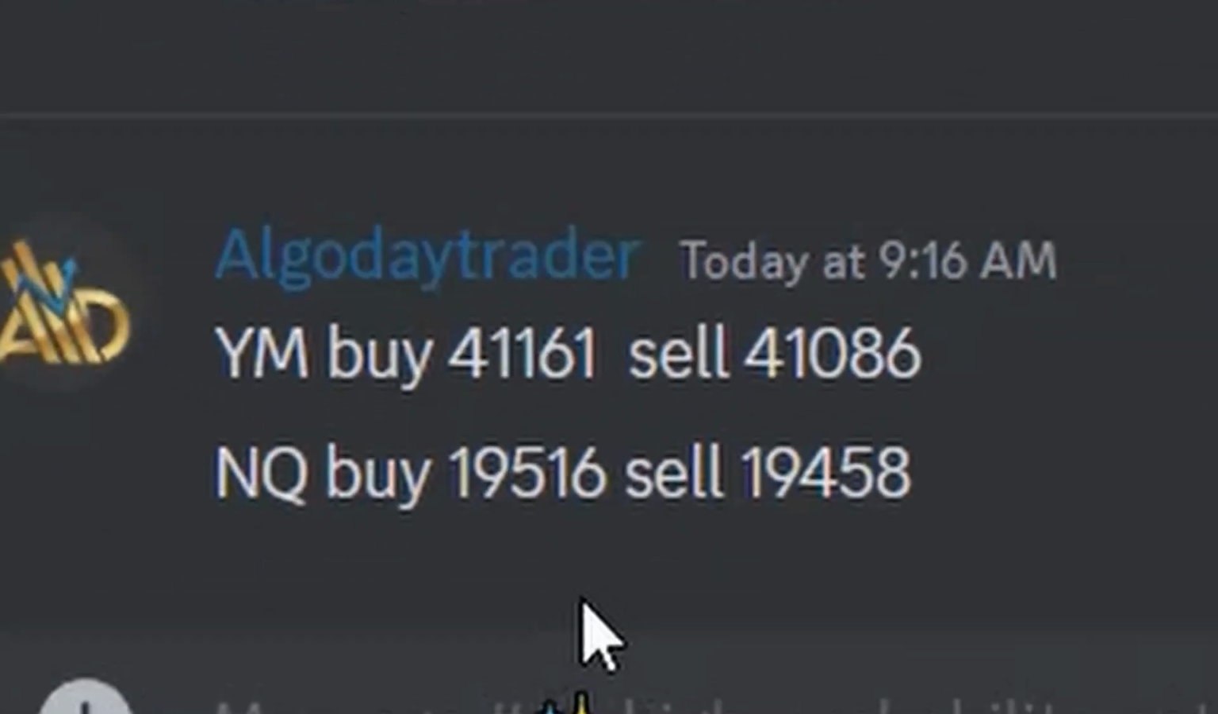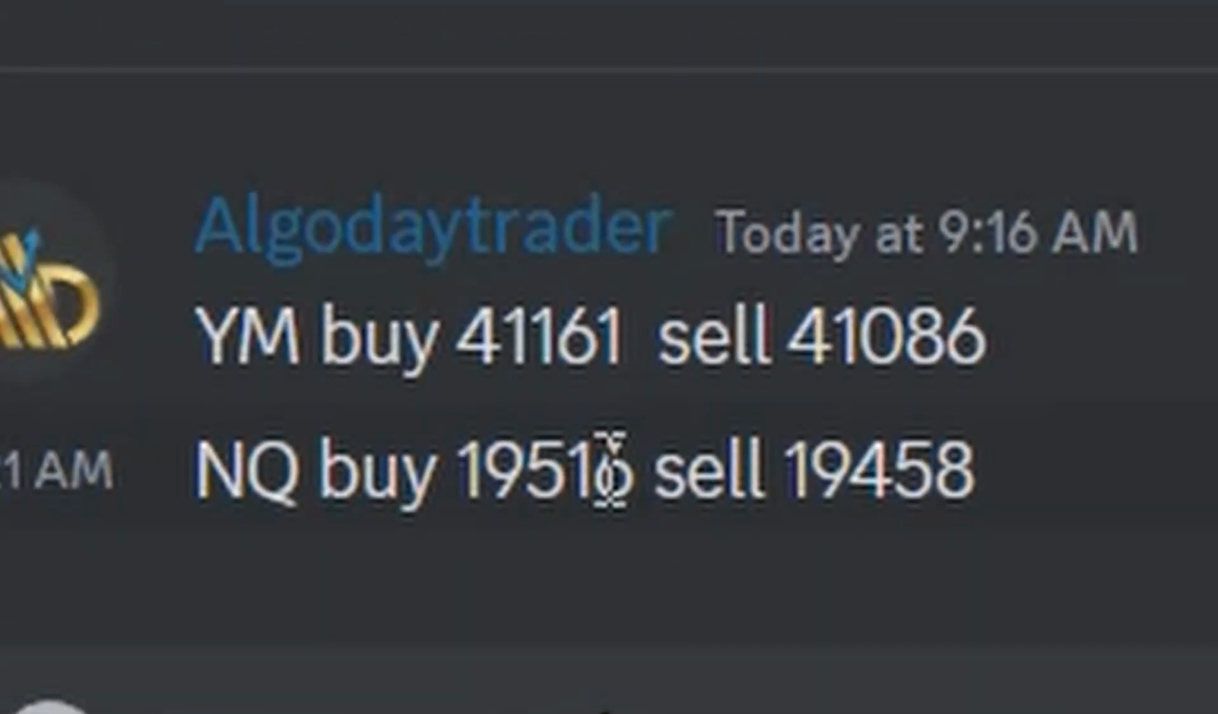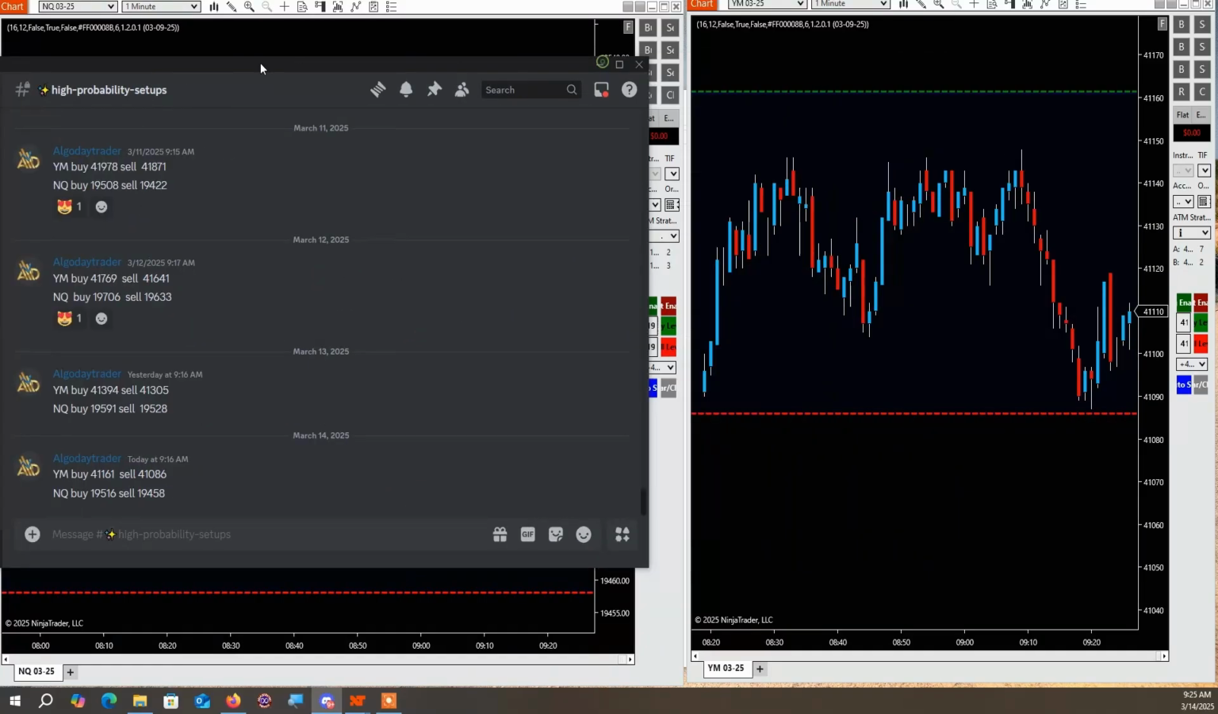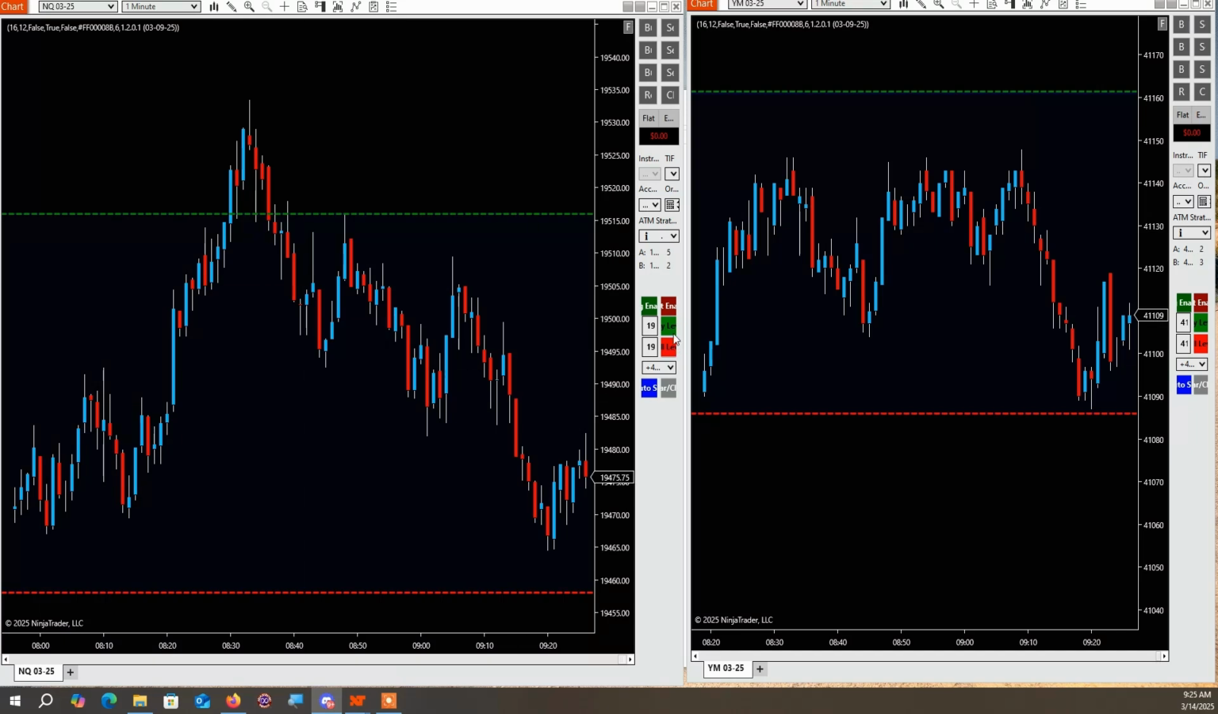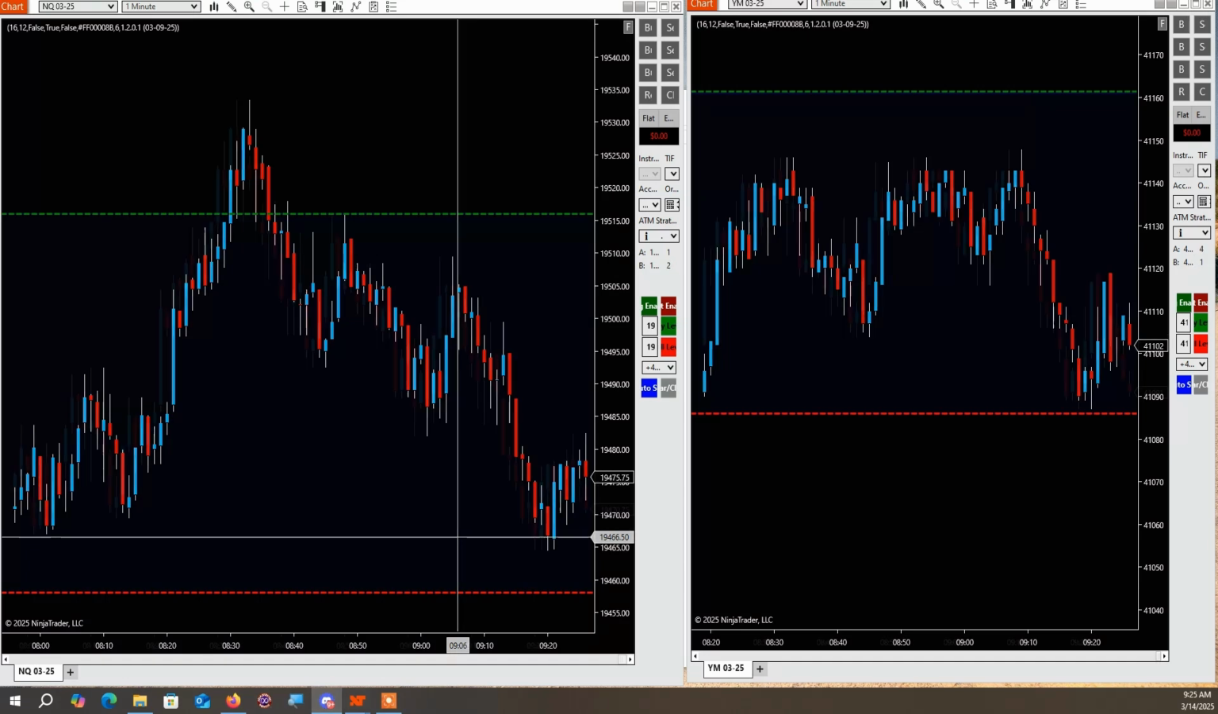So these are the signals for the YM and the Nasdaq. Then I use the breakout box, draw the buy line, the sell line. So this is on market touch. As soon as price touches these lines, there's going to be a trade generated. Both have a 40-tick target and a 40-tick stop.